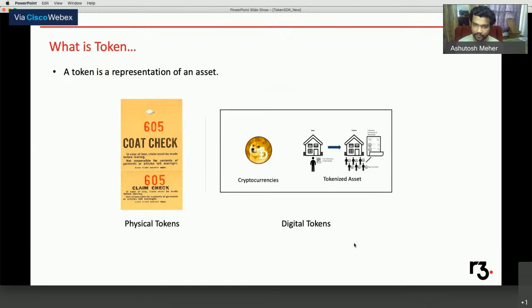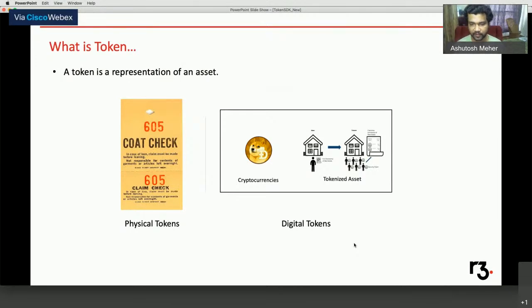Well, when we talk about a token, it's nothing but a digital representation of some other asset. Now, you could have different kinds of tokens, like physical and digital tokens. So first of all, let's try and understand what a physical token is. Digital is just the digital representation of that. So if you're able to understand physical, we can easily understand digital as well. So what is a physical token?